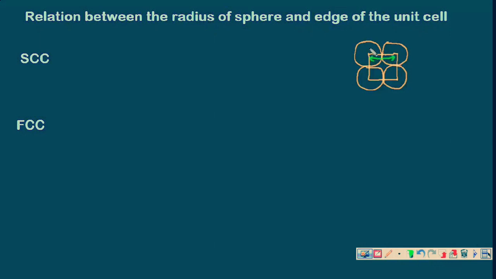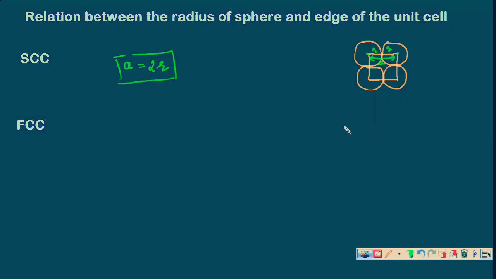And we have joined the centers of the particles. So this is R and this is R, and this complete length is the edge of the unit cell. So from here we can say a is equal to 2r. The edge of the unit cell is just double the radius of a sphere.